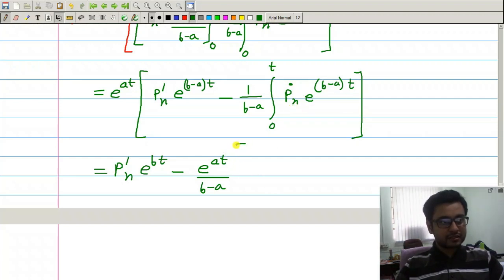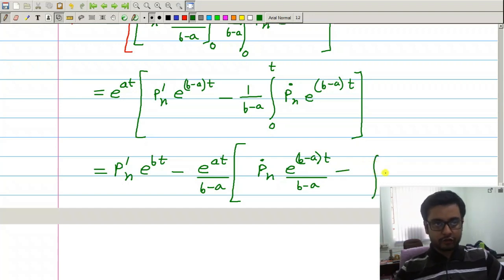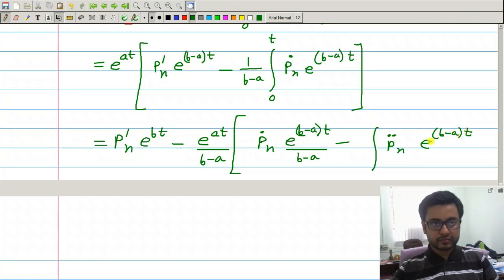So if I do that, take this as your first term, so you will have the first term times the integration of the second, minus the integration of the derivative of this, which will become p double dot n, and then this term, let me write b minus a outside, dt, here also dt.